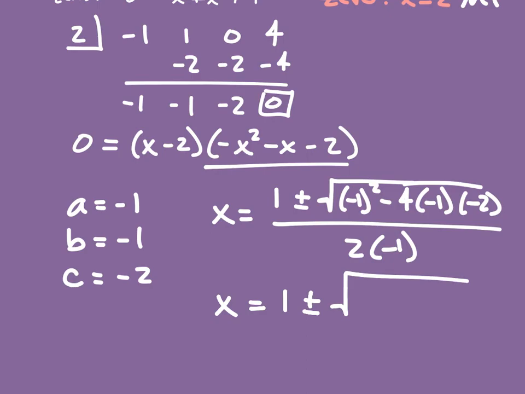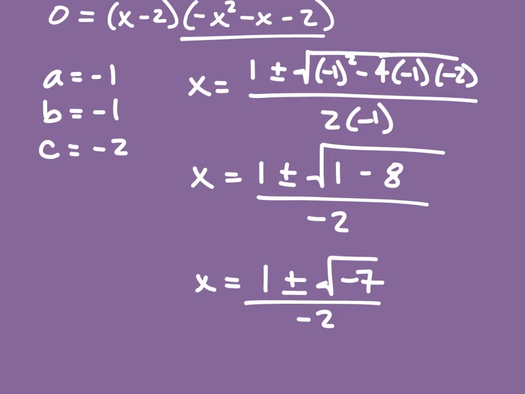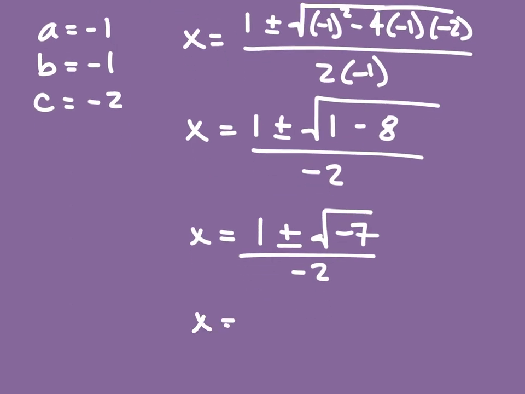All right, so from here, we get x is equal to 1 plus or minus the square root. We've got 1, negative 1 squared is 1. All right, and then negative 4 times negative 1 times negative 2 is going to be a minus 8. All right, and then this is all over negative 2. So under our radical, what you find is that you have a negative 7. So 1 plus or minus the square root of negative 7 all over negative 2. And so what you end up getting here is 1 plus or minus i times the square root of 7 over negative 2.